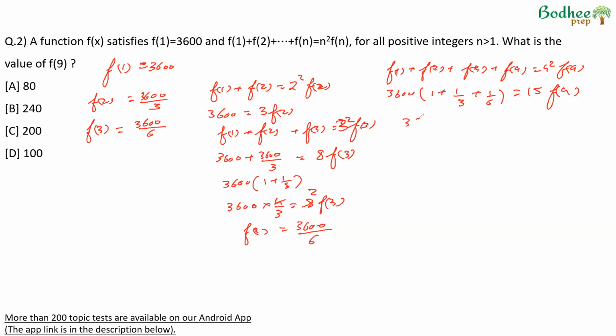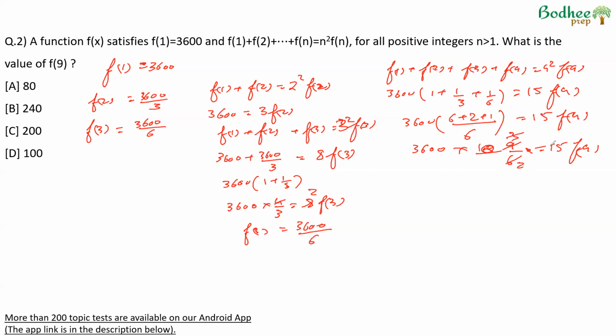So this becomes 3600 into 10/6 is equal to 15 f(4), which means 3600 into 10/6 is equal to 15 f(4). 3 threes are 9, 3 twos are 6, 3 fives are 15. And therefore f(4) comes out to 3600 upon 5 twos are 10.